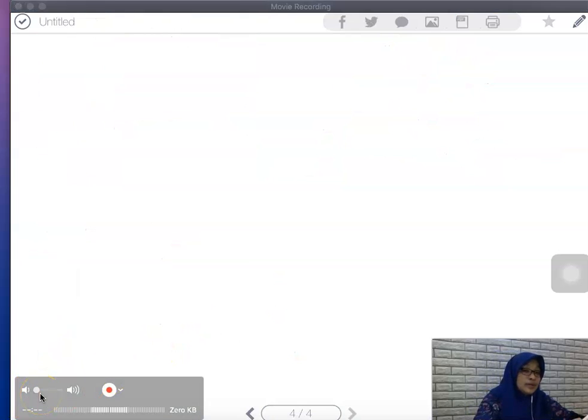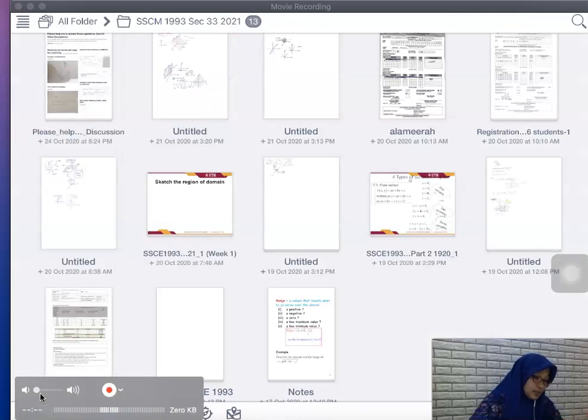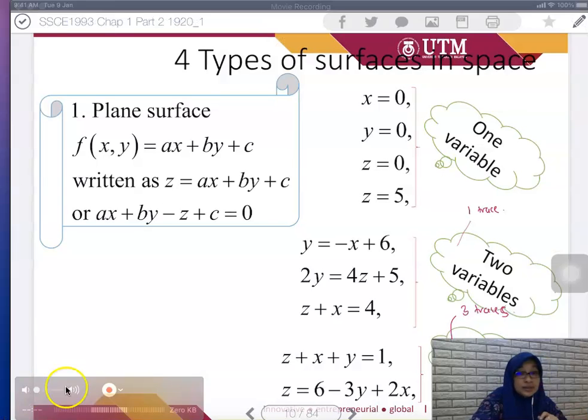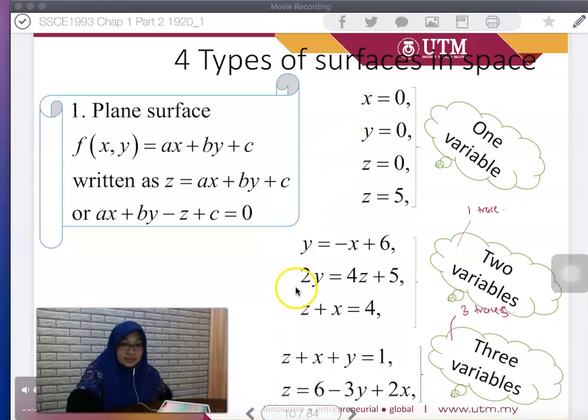So far, what we have done is sketching planes. Please refer to the notes here. We have done sketching all these particular planes and equations, where the total number of variables is 1, 2 and 3. As mentioned before, I split them into 3 parts because the way you obtain the plane is a bit different.